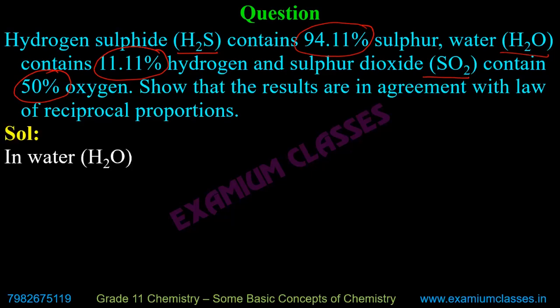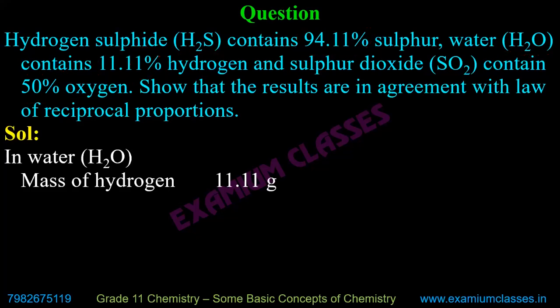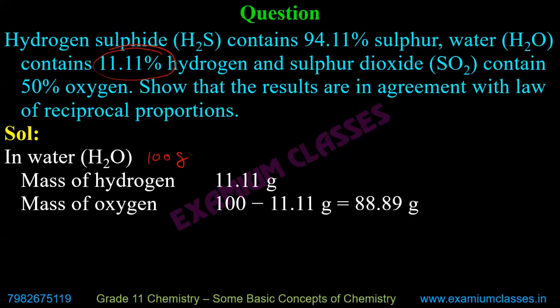So for H2O, the mass of hydrogen is given as a percent. If we consider we have 100 gram of it, because percentages are given, then 11.11 gram will be hydrogen and oxygen will be 100 minus 11.11, that is 88.89. So we got the mass of hydrogen and the mass of oxygen.